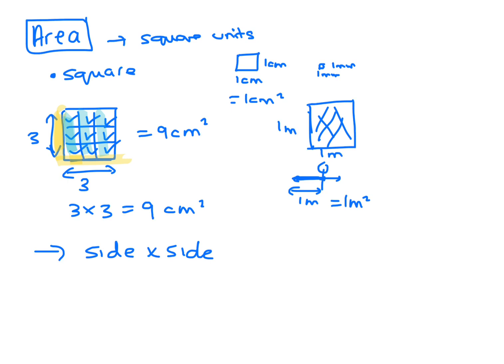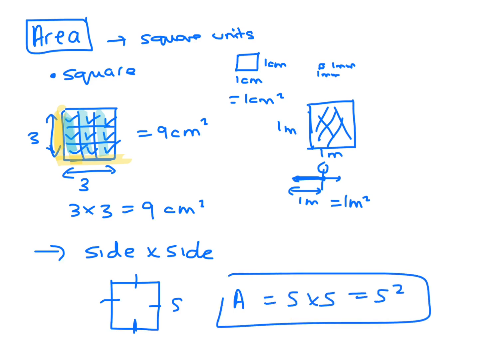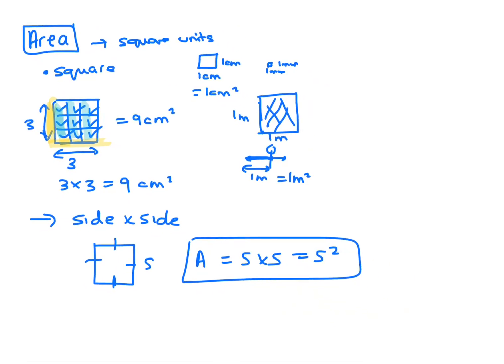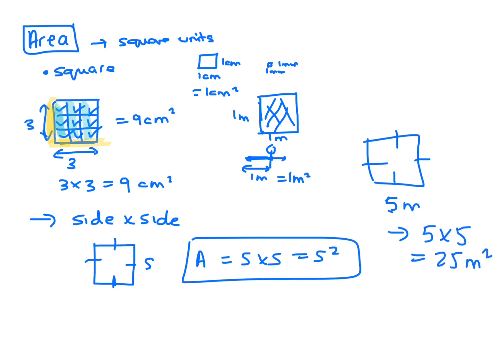If you use a symbol like S for the side, then to find the area of this square, the area of a square is side times side. You can simplify that to S squared. So this enables you to find the area of a square very quickly. If this was, say, 5 meters, you could apply the same theory. That would be 5 times 5, which is 25 meters square.